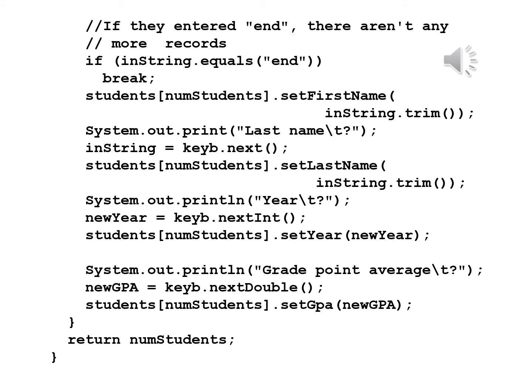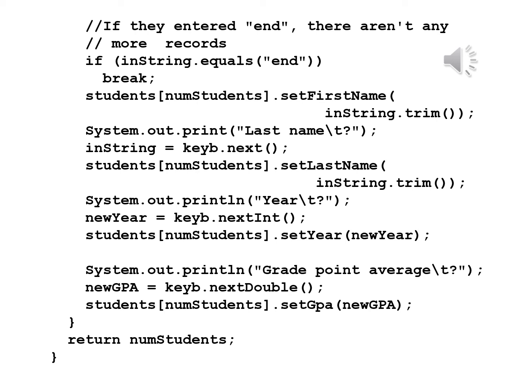We'll get rid of any leading and trailing blanks that I may have, and the rest of it I'll set as the first name. I'll now write System.out.print last name, tab, question mark, to prompt the user for a last name, inString equals keyboard dot next. Now what I'll do here is the same sort of thing. Students, num students, dot set last name, inString dot trim. I'll get rid of any leading and trailing blanks on the last name, and I'll set that as the last name.